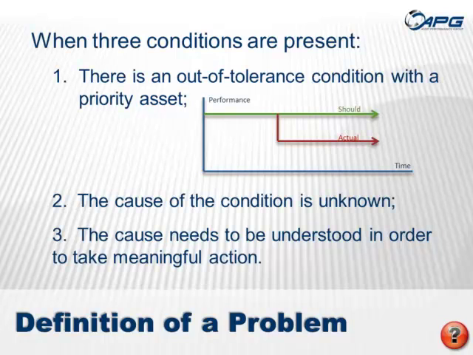So as I mentioned earlier, obviously if the cause is known, we're going to take action, make a decision, or implement some sort of fix. We don't need RCFA. And the third condition, which is I think a very subtle but interesting and important point, is that we need to know the cause in order to take meaningful action.